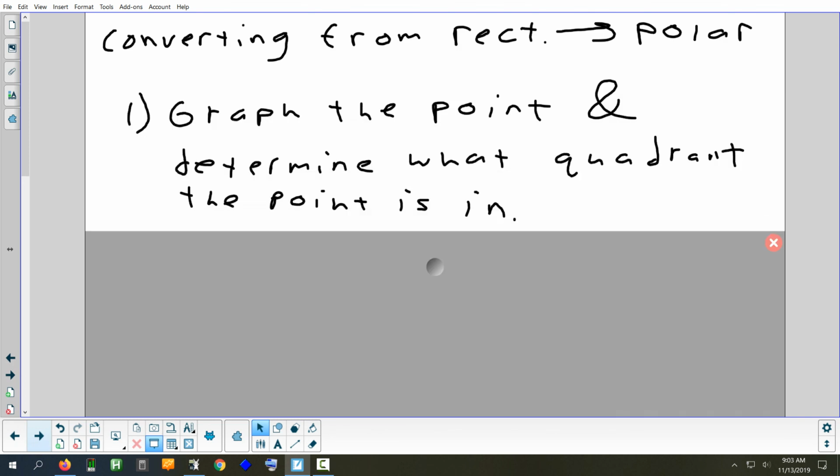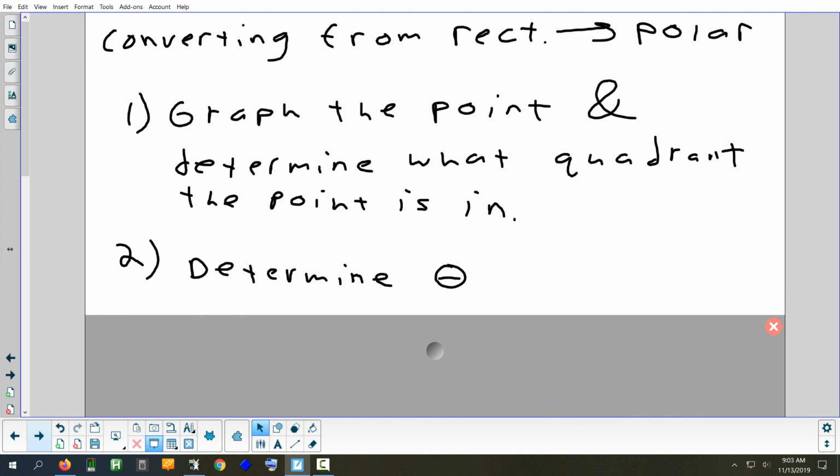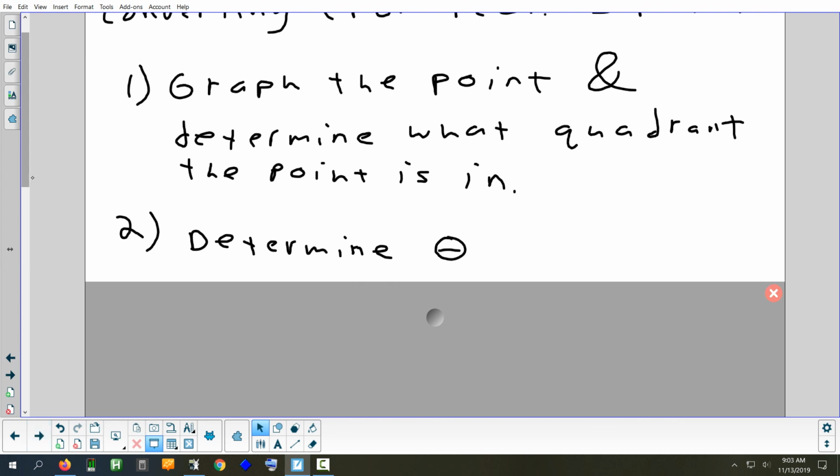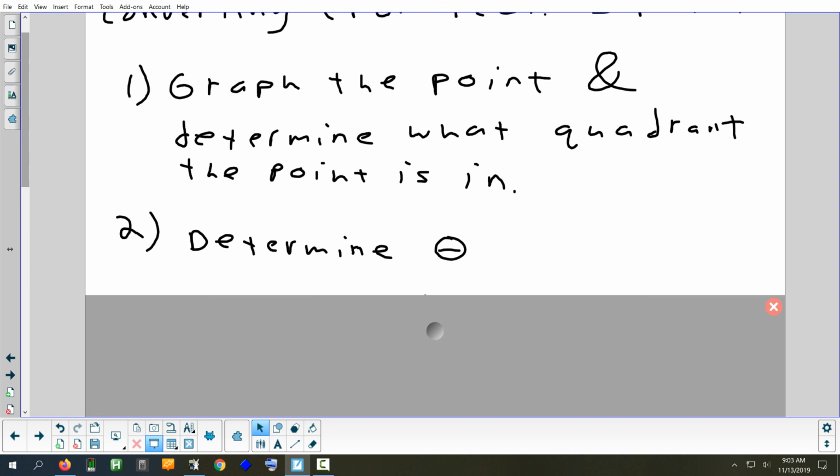So, first thing we want to do when you're converting from rectangular to polar is graph the point. This is what you practice in the homework. Just figure out what quadrant it's in. You'll see why the quadrant matters in a little bit. Now, you have to determine r and you have to determine theta. You can do either one first. It's up to you. In the directions I'm giving you, I'm doing theta first.